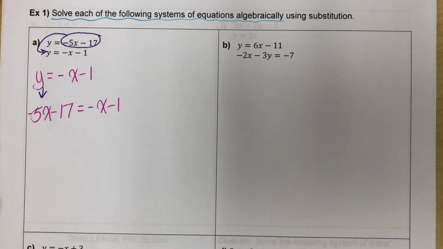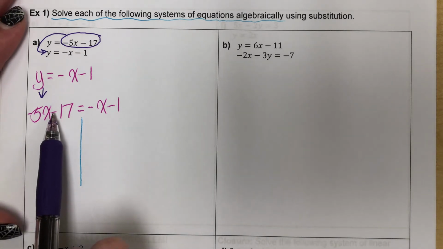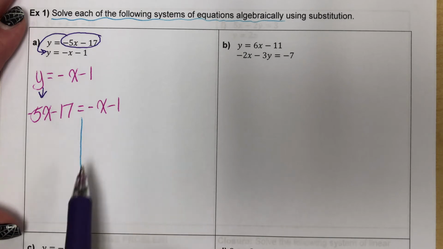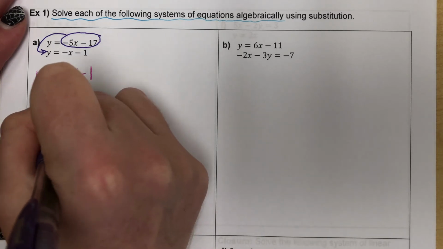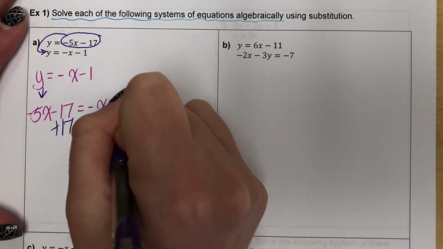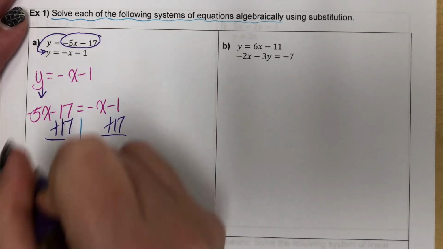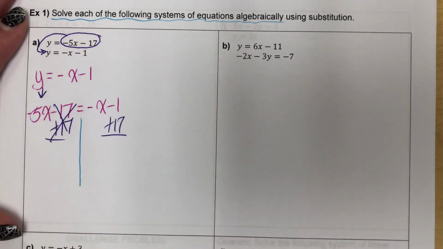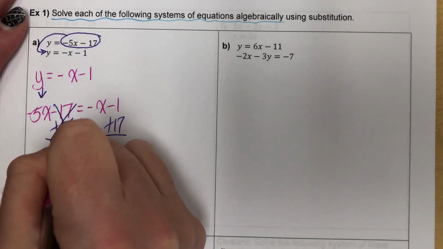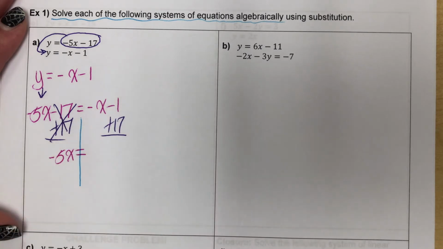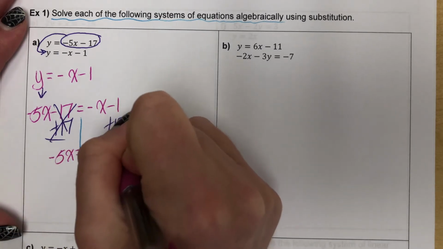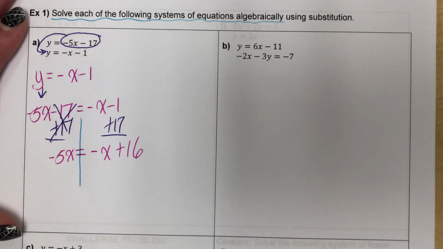Here I go. I'm going to drop my train track here, and then I just combine like terms. Well, I know that to move a -17 over, I would have to make it the +17. I want to use that inverse operation. So whatever I do to one side, I do to the other. This will cancel. So on the left-hand side, I have -5x equals, on the right-hand side, I have -x plus 16. -1 plus 17 is +16.